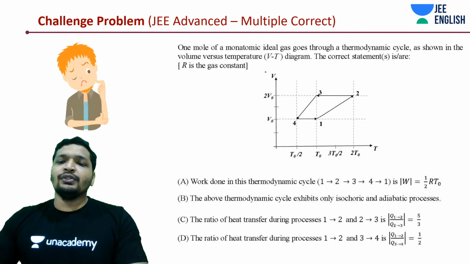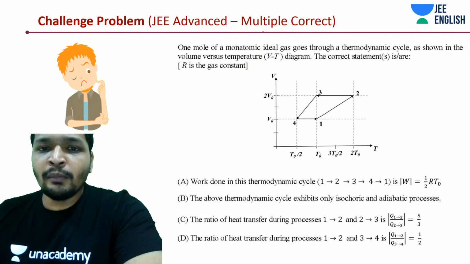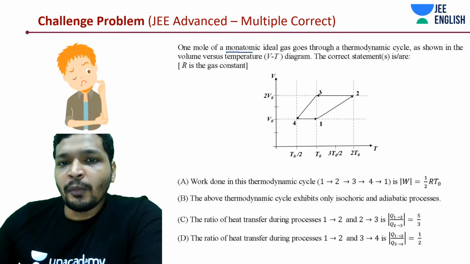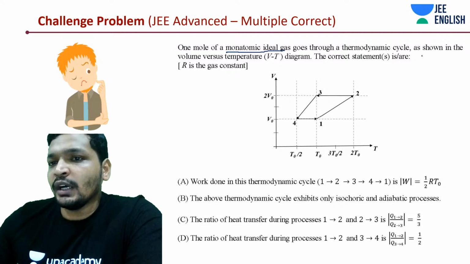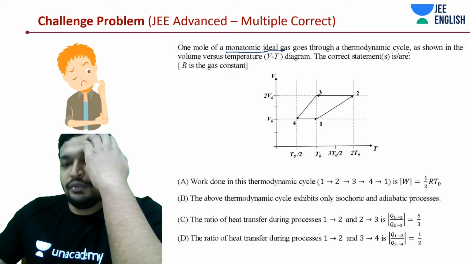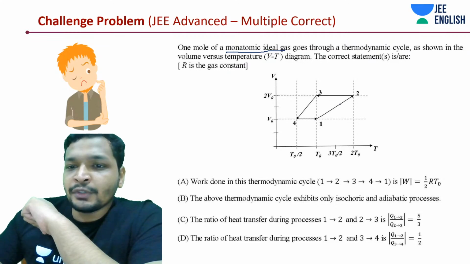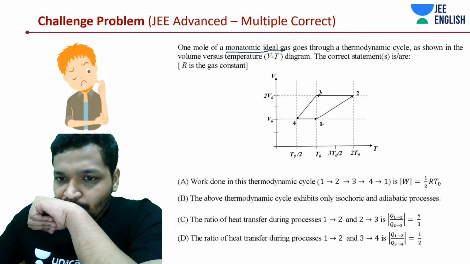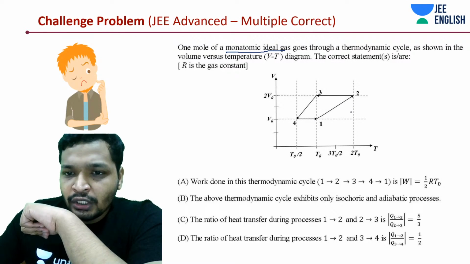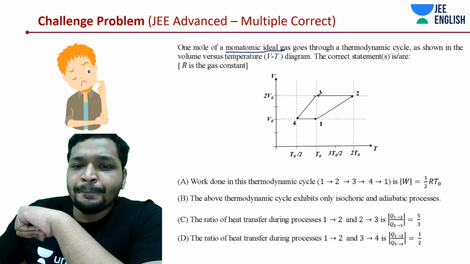You can check out the solution. Okay, this is again a very interesting question. So 1 mole of monoatomic ideal gas goes through a thermodynamic cycle as shown in the V versus T graph. You move from 1 from T0 to 2T0, and then from 2 to 3, then 3 to 4 and 4 to 1.